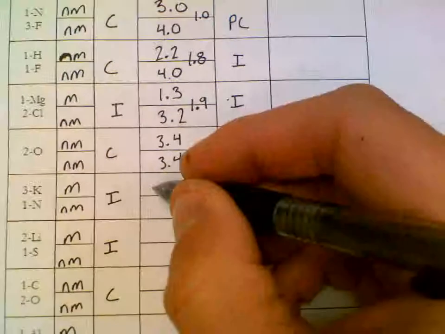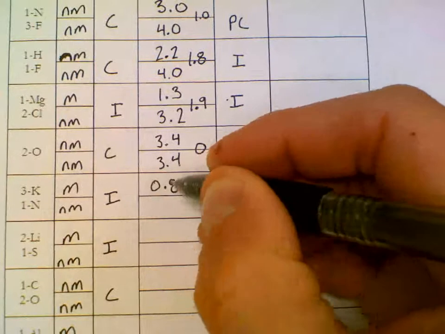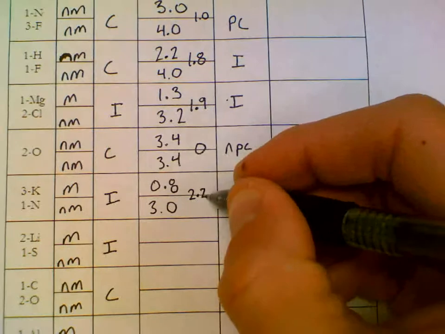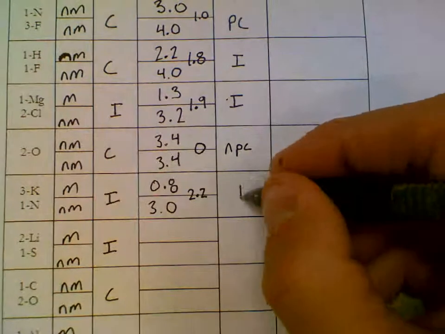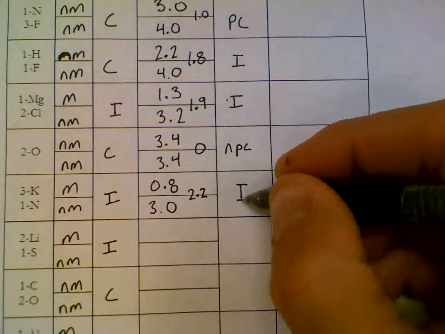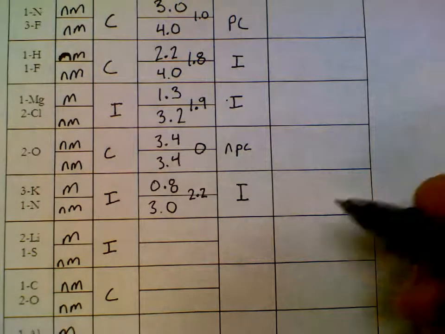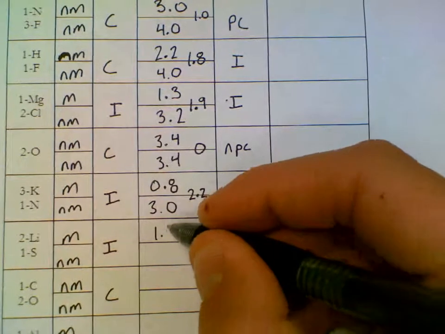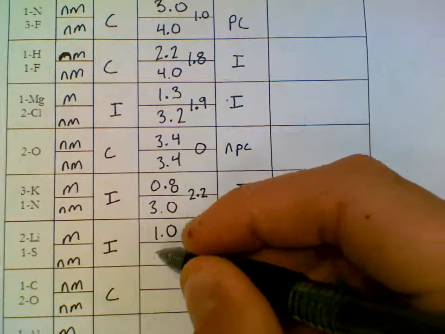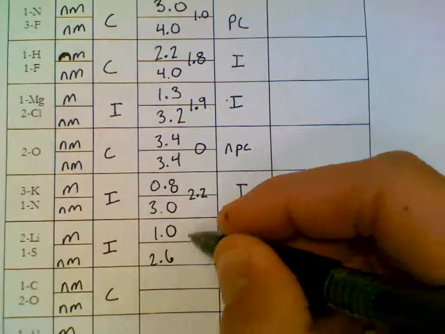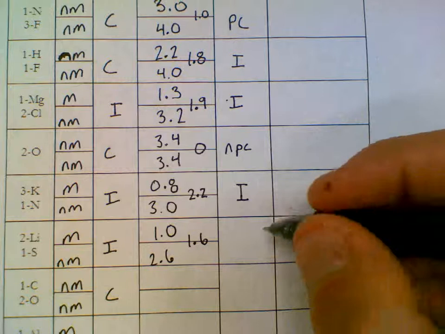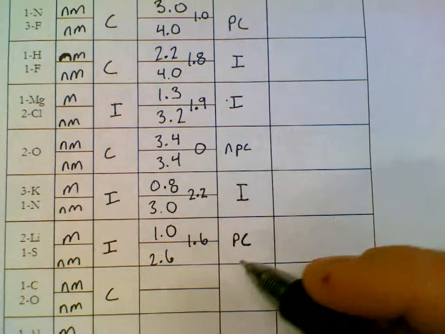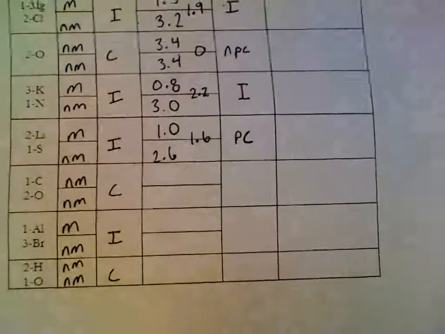Potassium is 0.8, and nitrogen is 3.0, giving me a 2.2 difference, which makes that very ionic. Complete transfer of those electrons. Lithium is 0.98, and sulfur is 2.6, making a difference of 1.6, which just makes that range, making this polar covalent. That's pretty close to ionic. Uneven sharing of electrons.